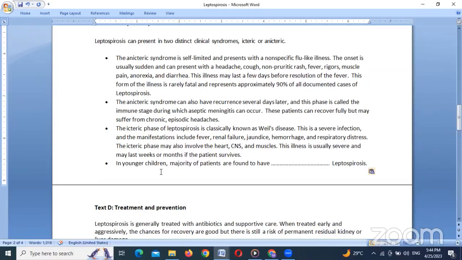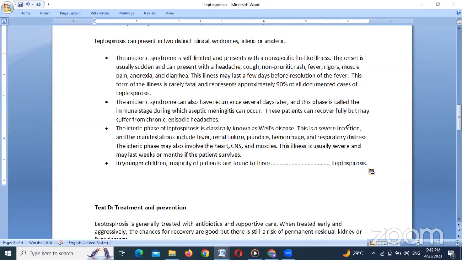What are your keywords you're looking for? Younger children, okay? Younger children. Majority of patients. All the questions would not be easy. Some questions will be tricky, and some questions you need to spend a little bit of time.